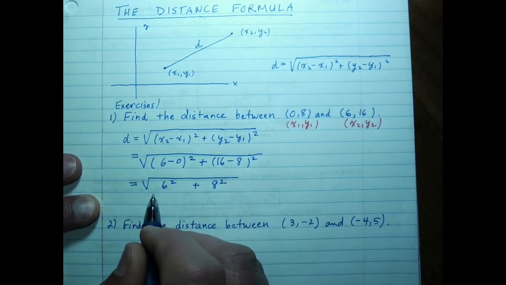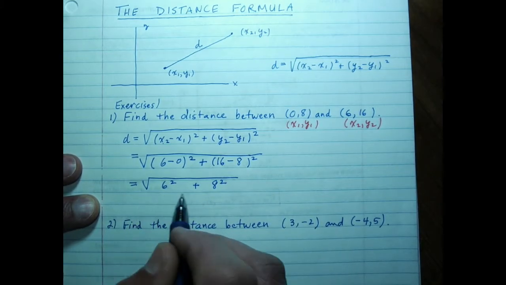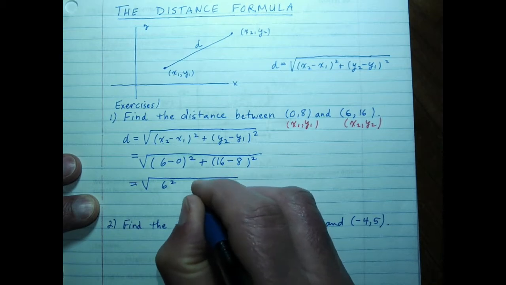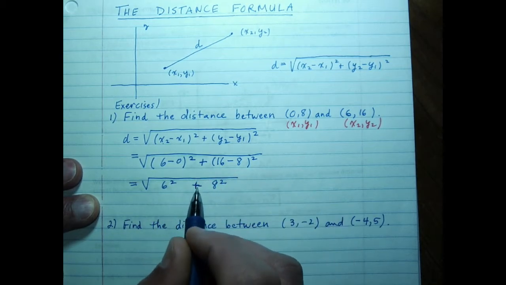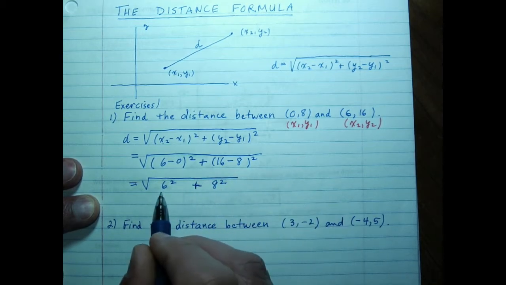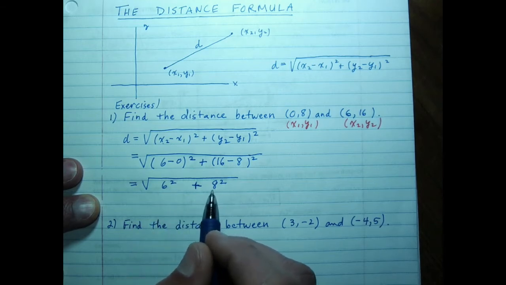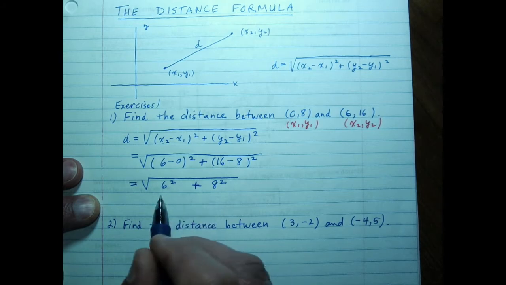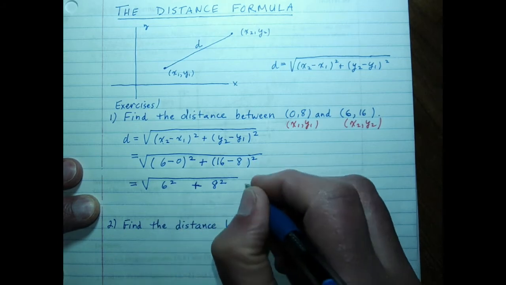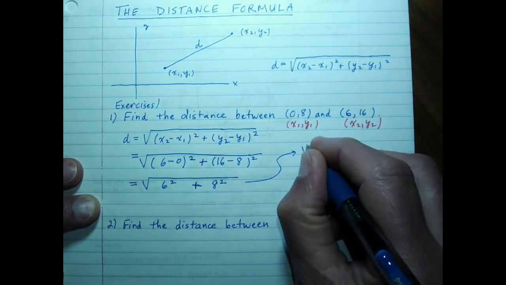And now a really important thing to know about working with square roots is when you're adding two quantities, you cannot take square roots separately. So I can't take the square root of 6 squared or the square root of 8 squared. The answer is not going to be 6 plus 8 here. I have to square those numbers first.